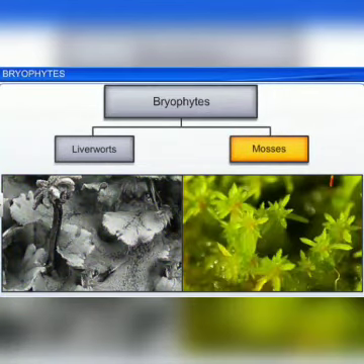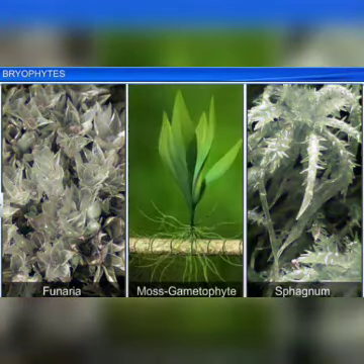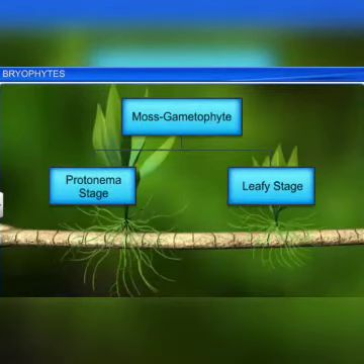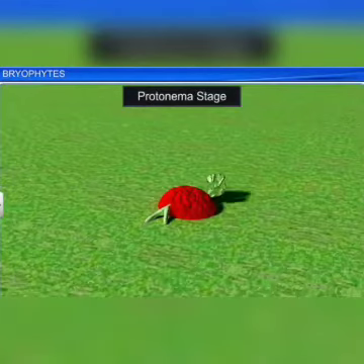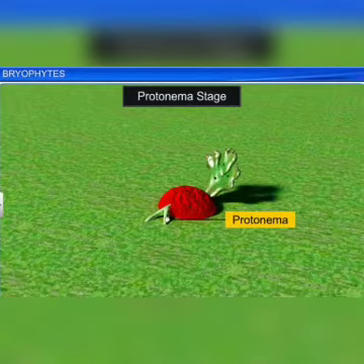Mosses are another type of bryophytes. Funaria, Polytrichum, and Sphagnum are some common species of moss. A moss undergoes several stages in life, wherein the gametophyte stage is the most predominant one. The gametophyte stage has two substages, protonema and leafy stage. In the protonema stage, the spore develops into a protonema, a thread-like chain of cells.